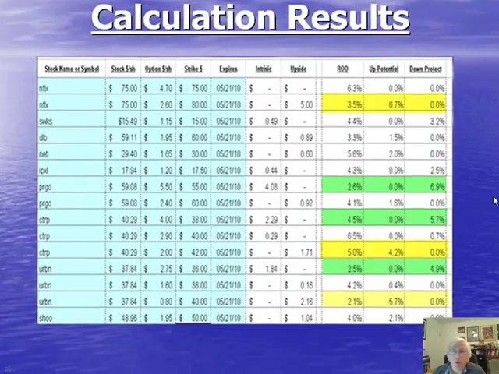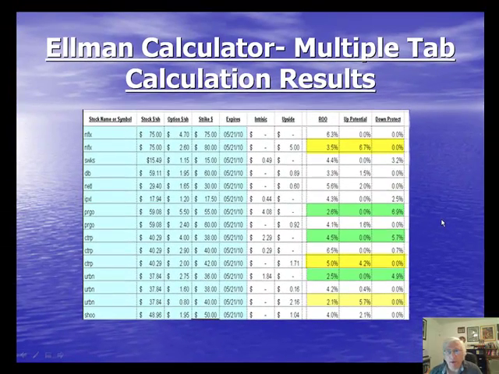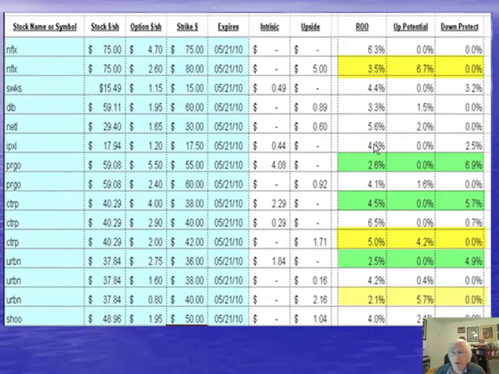Now I also want to show you the multiple tab of the Ellman calculator. If you want to evaluate multiple stocks with multiple strike prices, you enter that information into the blue cells, and on the right hand side you'll see 3 columns that give the information that we need to make the best decisions. The first column, the return on the option, gives you your initial option return. Now remember, for in-the-money strikes, the intrinsic value is deducted for you. This is the actual profit.